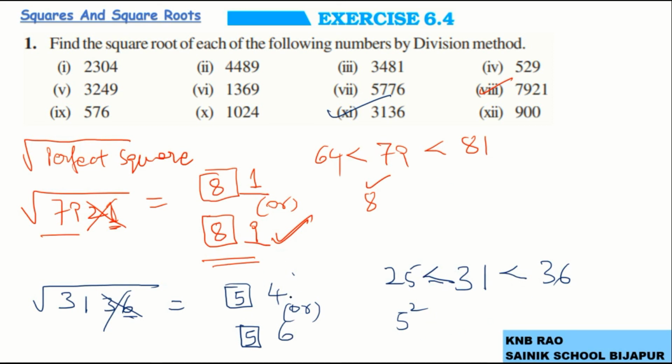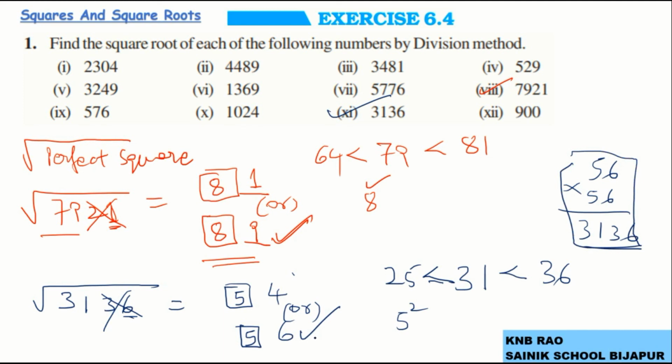Okay, so here we have 56 multiplied by 56. 56 multiplied by 56 gives 3136. That means I can straight away say now 56 is the square root of 3136. By cross checking I could identify. By shortcut I could guess. This is how we do.